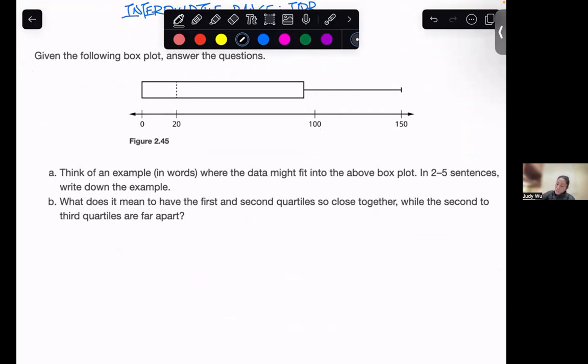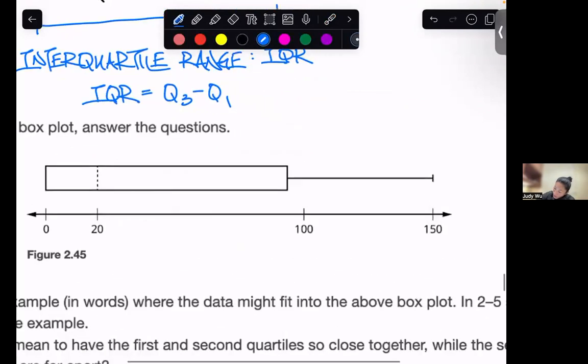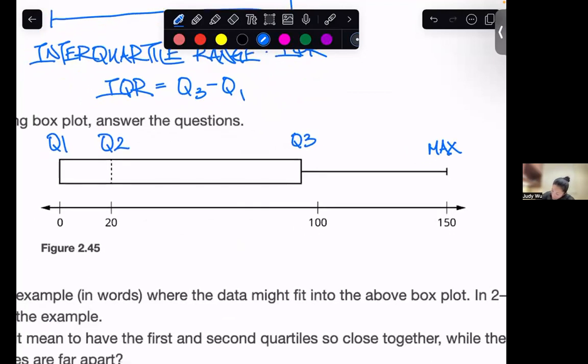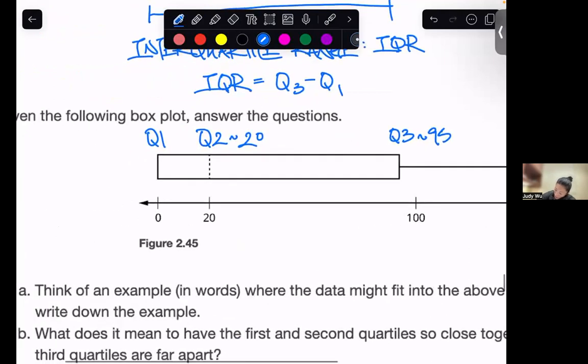So one thing I want us to notice is we've got a right whisker. So maybe we label these. We've got our maximum. We have our Q3. We have our Q2. We have our Q1. And if I were to guesstimate, I think that's about 95. Q2 is about 20. And it looks like Q1 is actually 0. Okay.